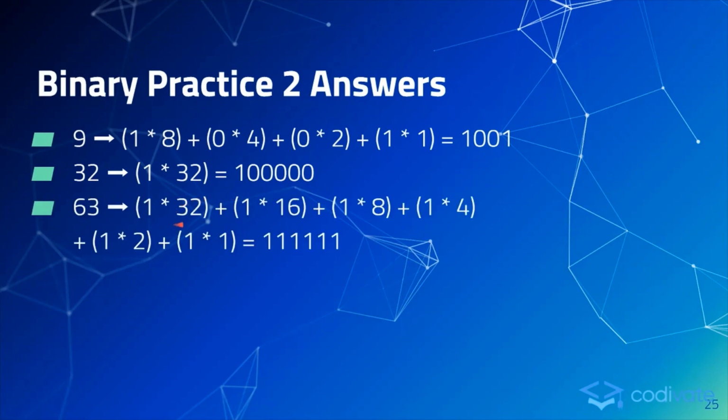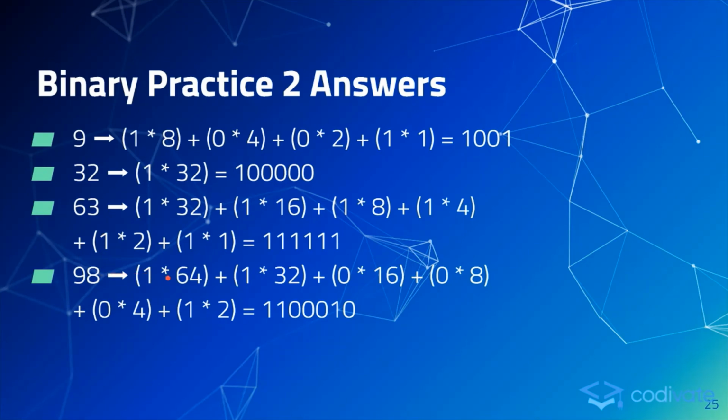63 is 1 times 32 plus 1 times 16. Every time we're subtracting the largest value. So here we subtract 32, and after we subtract 32, we get 31 in base 10. And now subtracting 16 from that, and so on, we will get the number 111111. If you go and check this, all of these numbers do add up to 63.